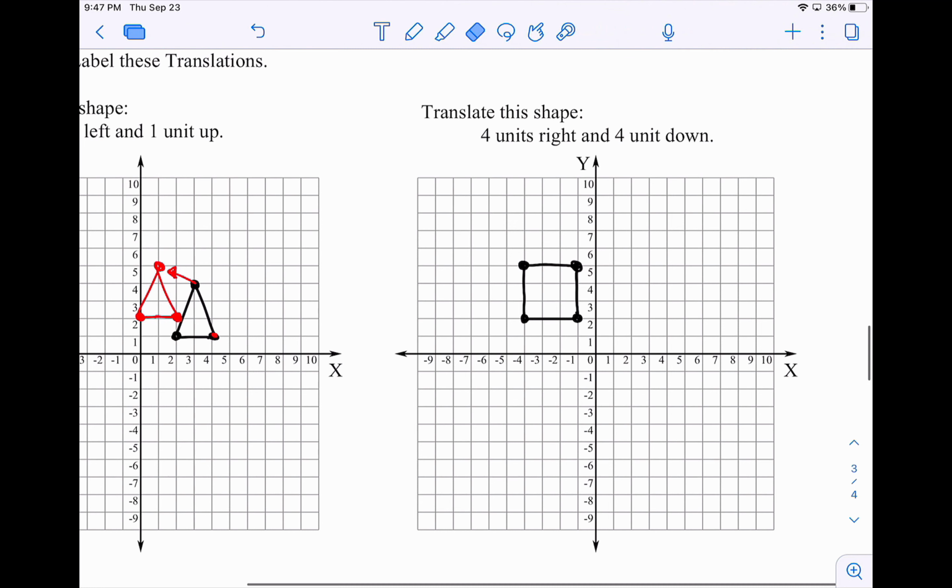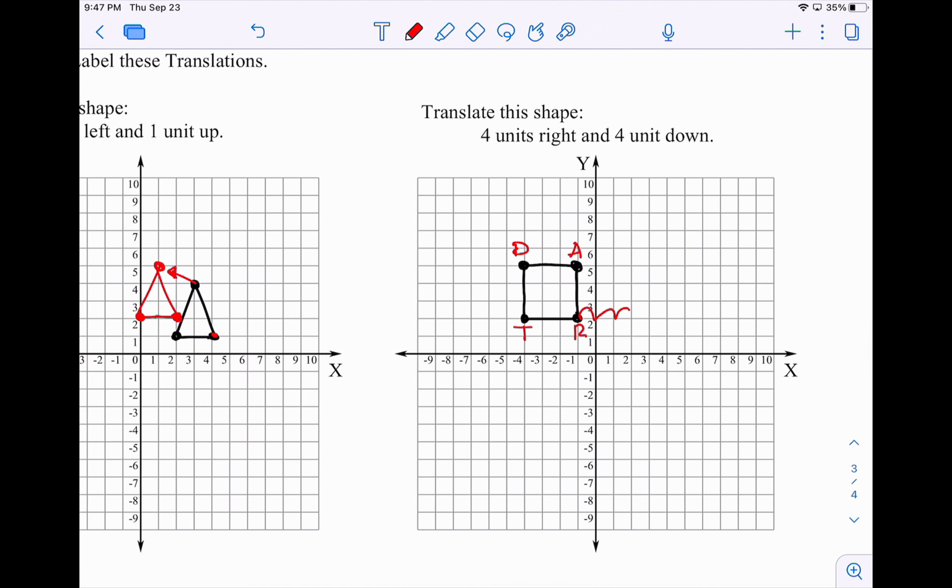Before we do this one, let's just label this. We label it dart. Now we're going to move this shape. Again, all of them have to move 4 units right, 4 units down.